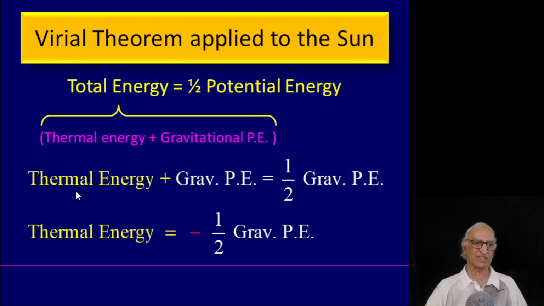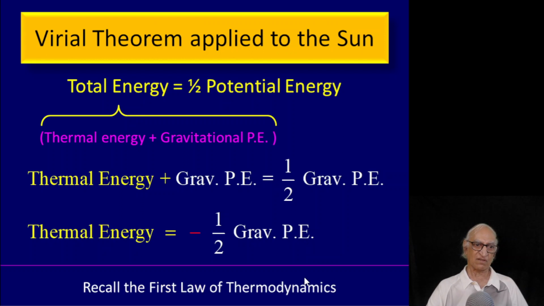Therefore, the total energy is the thermal energy plus the gravitational potential energy, that is equal to 1/2 the gravitational potential energy. Therefore, the thermal energy is equal to minus 1/2 gravitational potential energy. You will say, well, that cannot be right. Thermal energy cannot be negative. Well, it is indeed positive, because please remember that the gravitational potential energy itself is negative. Therefore, the right hand side is positive.